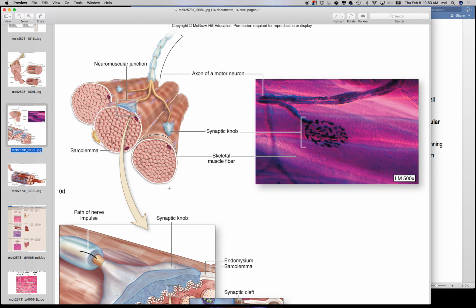So what happens, for instance, if this part gets damaged and this muscle cell loses innervation? Can you tell me about this one? It's going to be paralyzed. Yeah? This one muscle cell is going to be paralyzed unless and until it regains innervation.